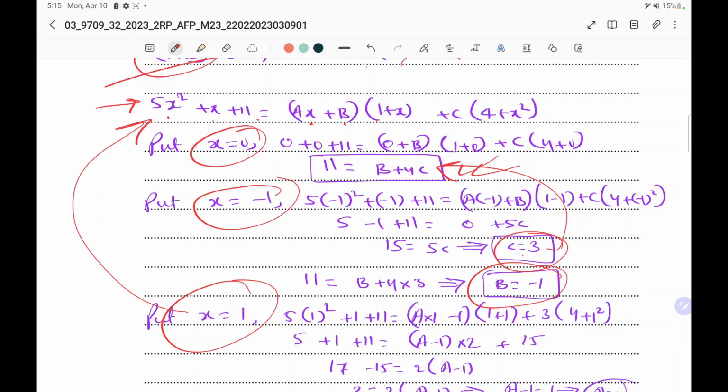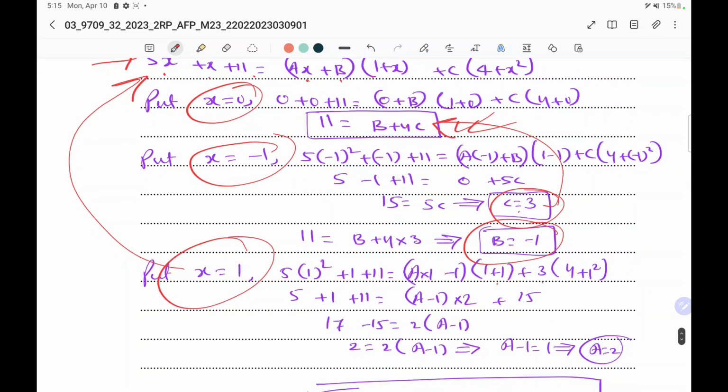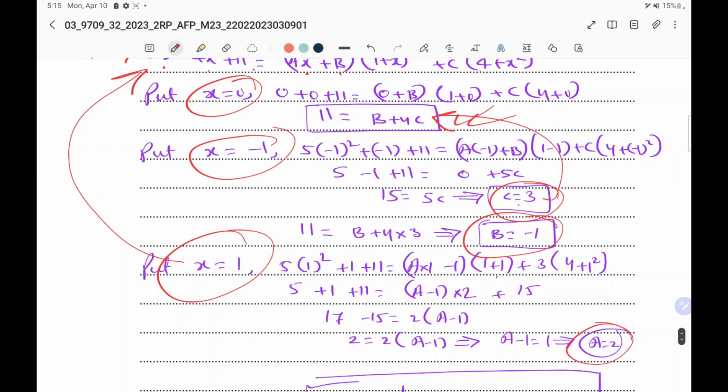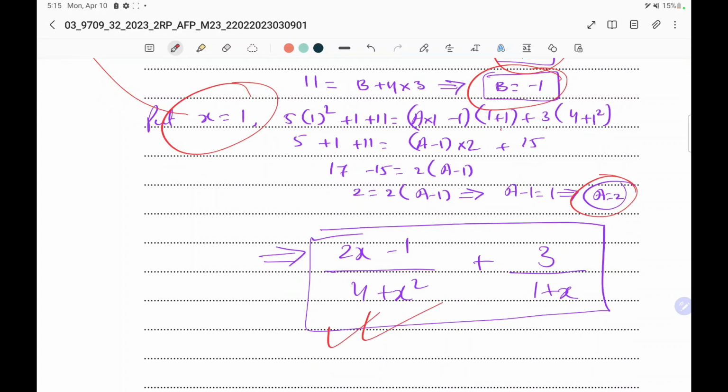Now a you don't have, right? But b you have. So write b as minus 1 and c as 3 over here. See, b minus 1, c 3. Solve it, you will get a as 2. So now we have a, b, c. So just put the a, b, c values over here, you will get this value, the partial fraction.